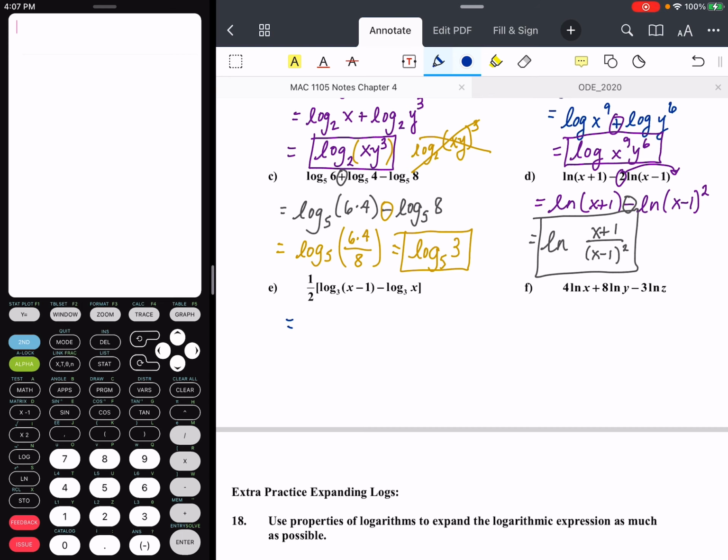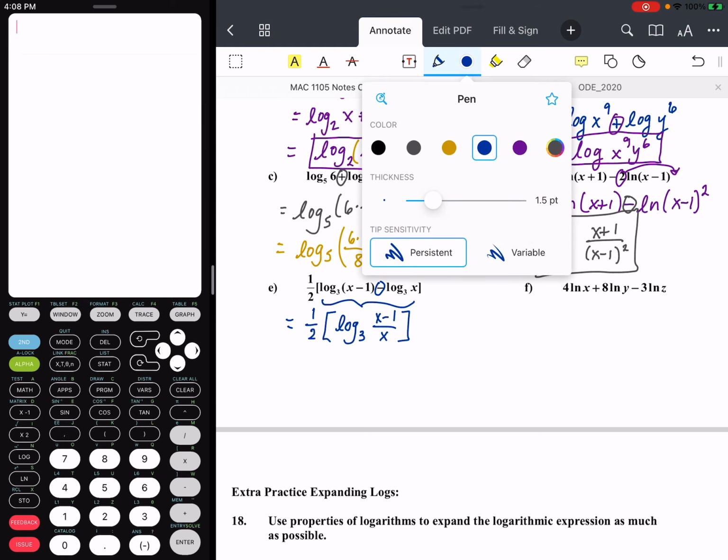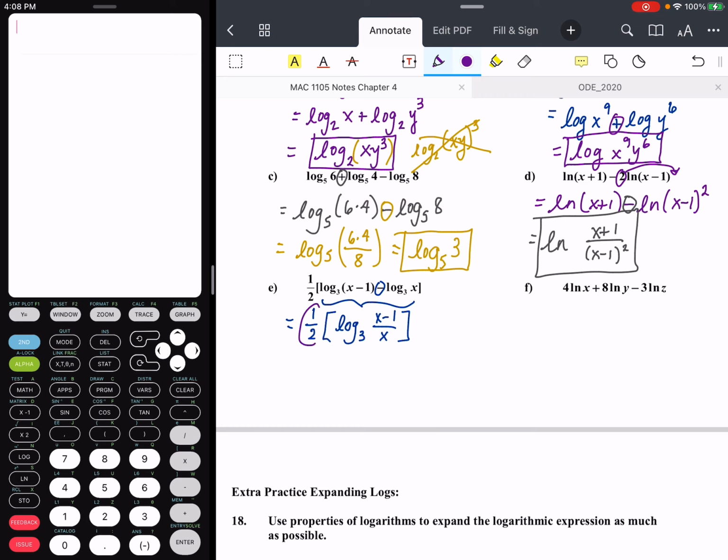But probably the simplest way to approach this is keep the 1/2 outside, and then inside the brackets, I see that we have that minus sign, so I know I'm going to be applying my quotient rule. So I'll just keep the brackets for now, even though I don't really need them after this step. So that'll give me log base 3 of x minus 1 over x. And then I have that 1/2 out in front. So now I can apply that as a power rule.